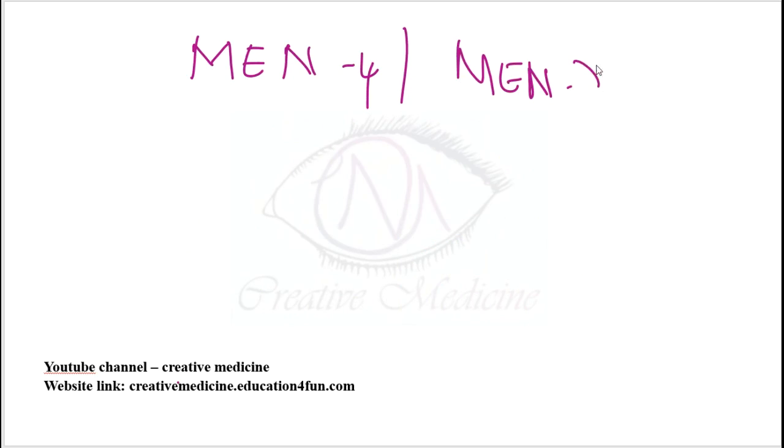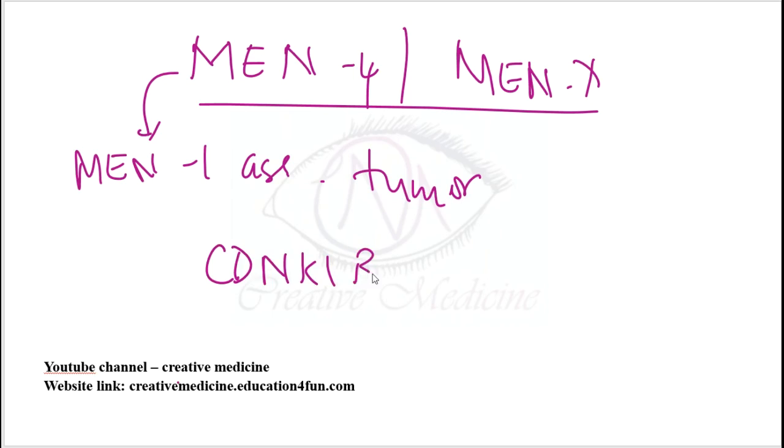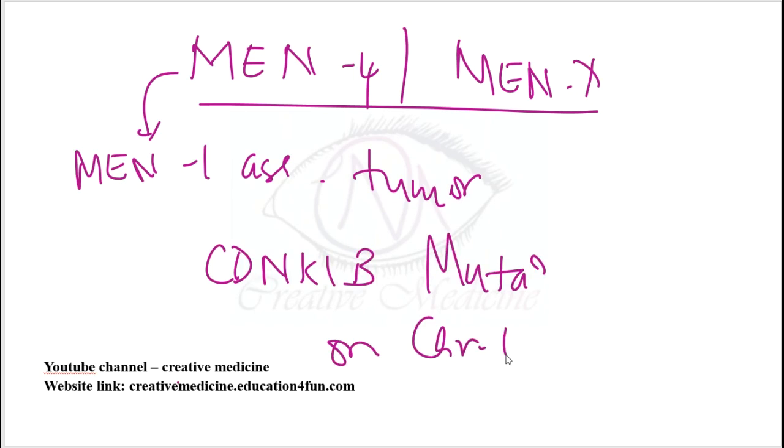Next, the next important syndrome is MEN 4, also called MEN X syndrome. It is MEN 4 or MEN X syndrome. This is actually MEN 1 associated tumors with CDKN1B mutation, that is cyclin dependent kinase inhibitor B mutation, which is seen on chromosome 12.